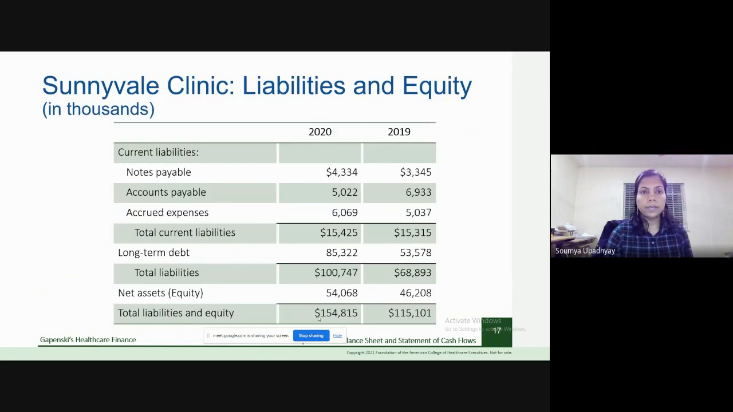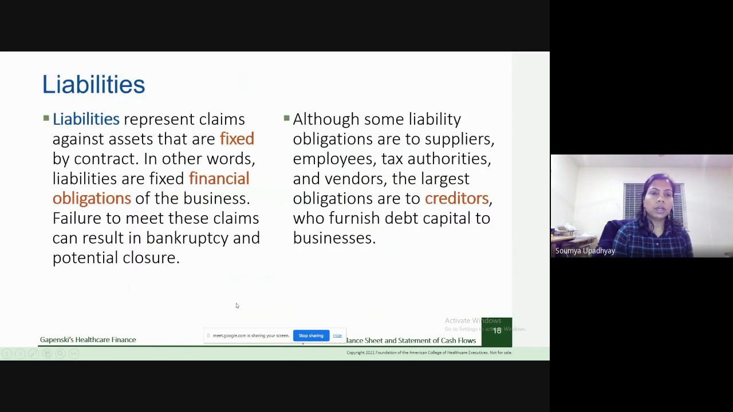Okay. All right. So Sunnyvale Clinic liabilities and equity are shown here. We have current liabilities, total current liabilities. In current liabilities, we have notes payable, accounts payable, accrued expenses, and then we have long-term debt. And then we add these two to get the total liabilities. Then we have the equity. And then we also add these two to get the total liabilities and equity. So we'll talk about those.